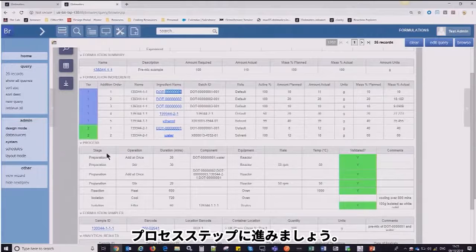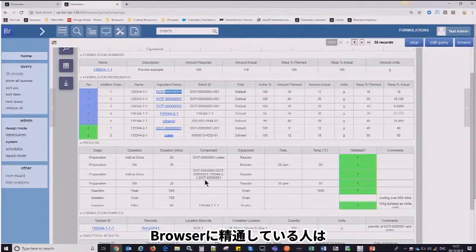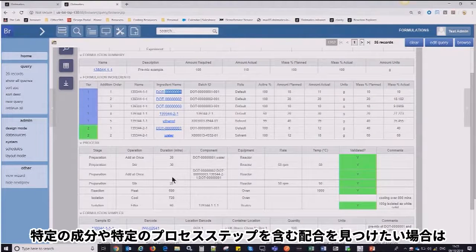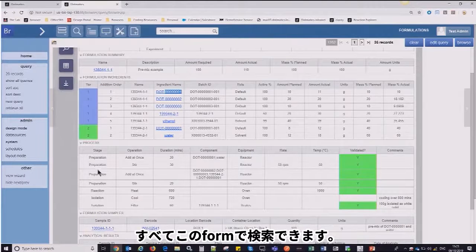Moving on to the process step, that's all captured underneath, and for those of you that are familiar with browser, you know that you can then search all of this information as well. So if you are interested in finding a formulation that has certain ingredients and has had particular process steps involved in the production of it, that can all be searched in this form.